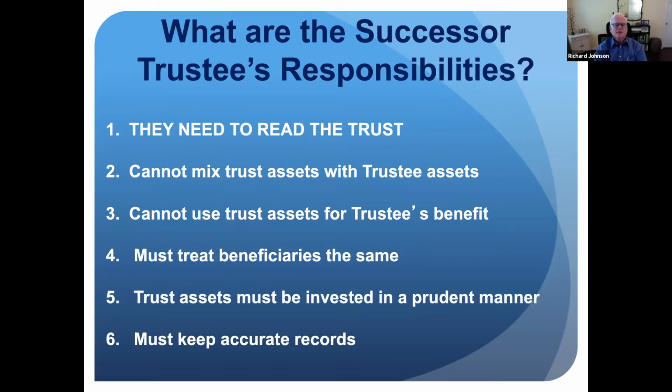So what are the successor trustee's responsibilities? The first thing they need to do is read the trust. I can't tell you how many clients we've had that have come in as a successor trustee and they haven't read the trust. They don't know what the trust says. I know some of these documents are long, but you need to read the trust to see what it says and see what your responsibilities are. You also should read the trust to see what your powers are and what you can and can't do.